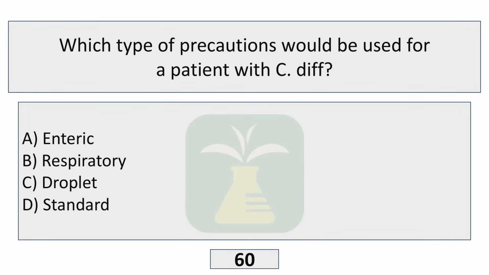Which type of precautions would be used for a patient with C. diff? A. Enteric. B. Respiratory. C. Droplet. D. Standard.